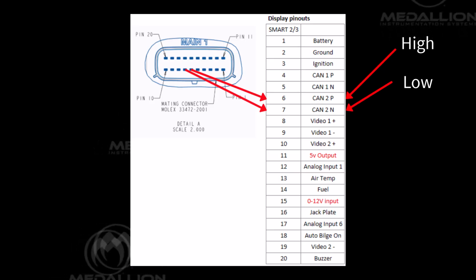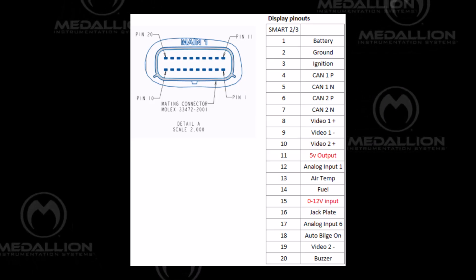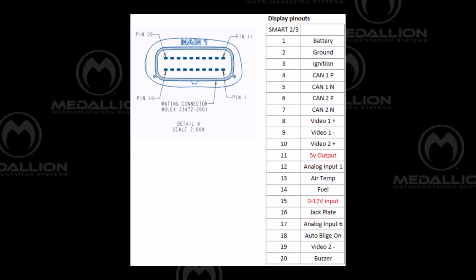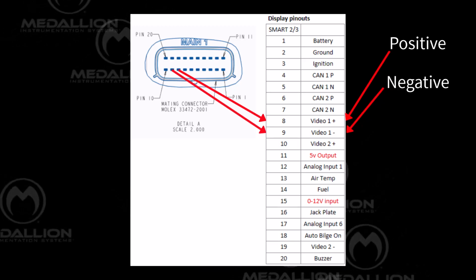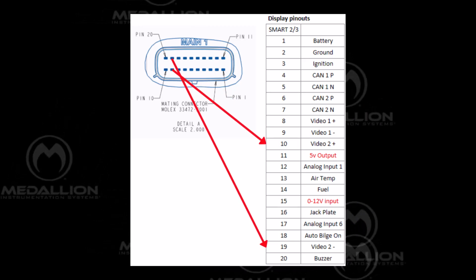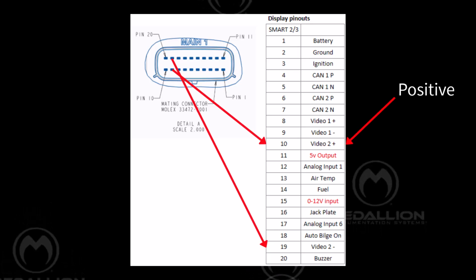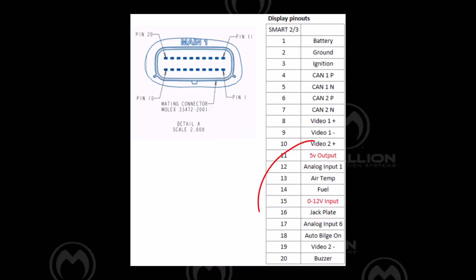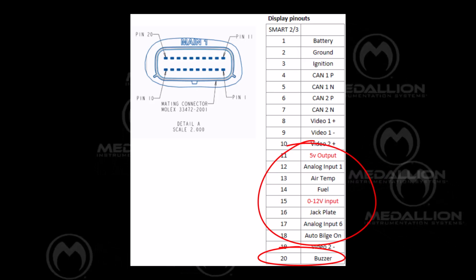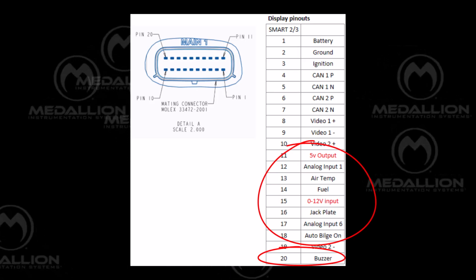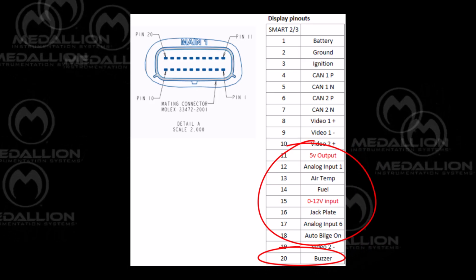Pins 8 and 9 are designated for Video 1, with Pin 8 as the positive and Pin 9 as the negative signal. Pins 10 and 19 serve Video 2, with Pin 10 positive and Pin 19 negative. The remaining pins handle analog signals or extra voltage outputs. For detailed information, please consult the manual or contact our technical support team.